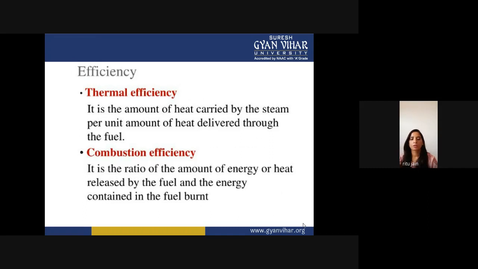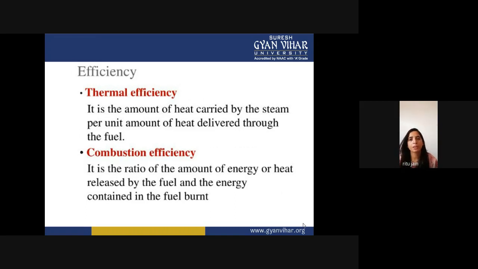So what is the difference between thermal efficiency and combustion efficiency? In combustion efficiency, you are getting heat from the fuel. How much heat you require to convert that water into steam comes into the thermal efficiency. You can say it is how much heat you are using out of what you are getting from the combustion of the coal.